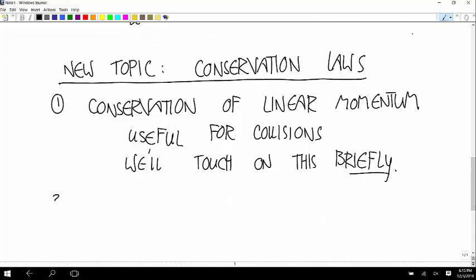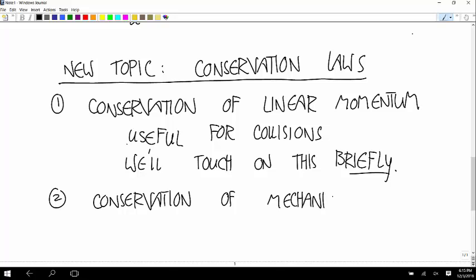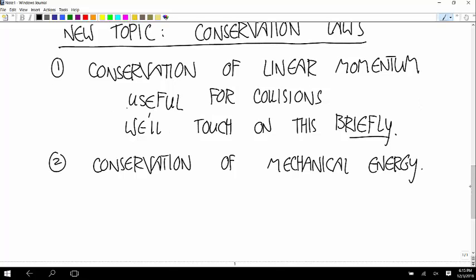And then the second thing we're going to talk about is conservation of mechanical energy. We're going to spend more time on conservation of mechanical energy. This is really useful, and this idea is going to come up a lot in physics 2 and whatever. Conservation of mechanical energy.